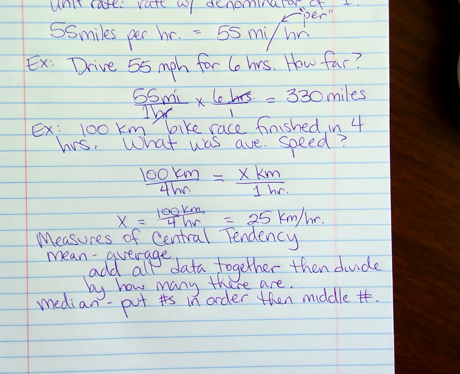Sometimes you'll have 2 middle numbers. There's only 1 median. So if you have 2 middle numbers, you have to find the average of those 2 numbers. You'll have to add them and divide by 2. So there's only going to be one median.